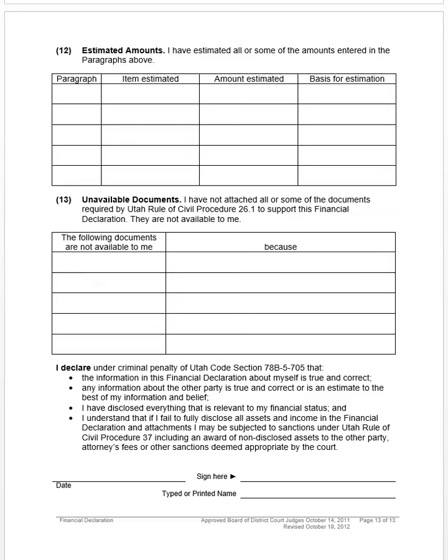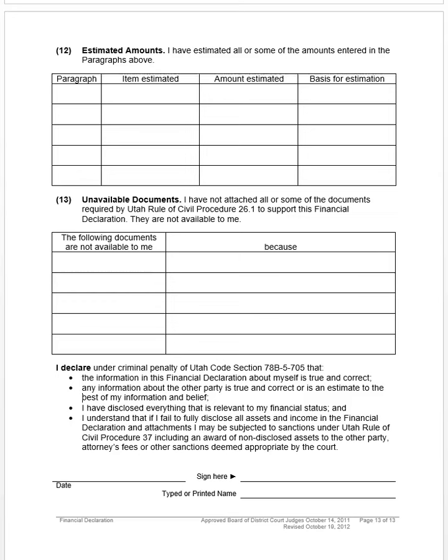Other people don't keep their register tapes from the grocery store. In that situation, you would write down, whether it's paragraph 11 or anywhere else, where your estimated amount came from. If you have a debt that you actually don't know how much it is or how much you're paying, which is unusual but can happen, that's what paragraph 12 is for. As you can see, any amount that you estimated, you identify what paragraph the estimate occurs in, what the item estimated was, the amount that you estimated, and why you came up with that.